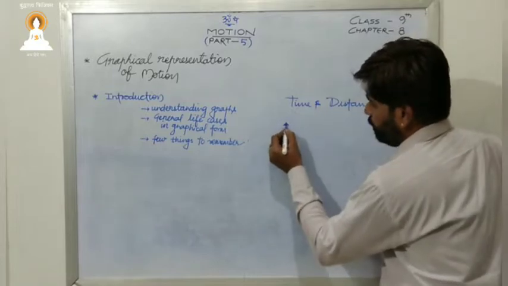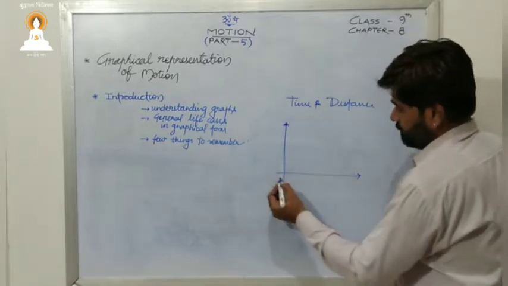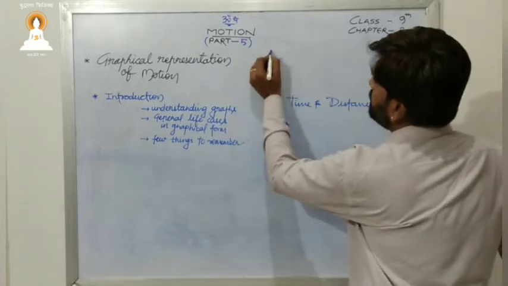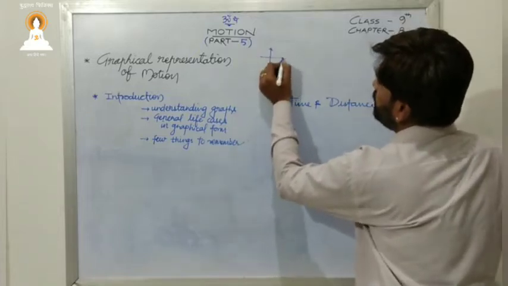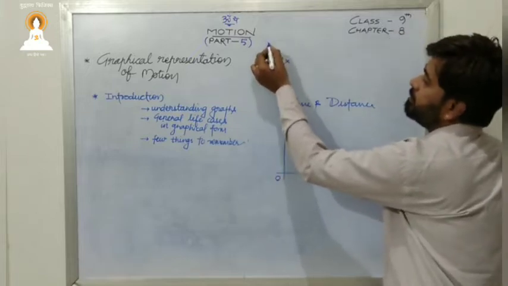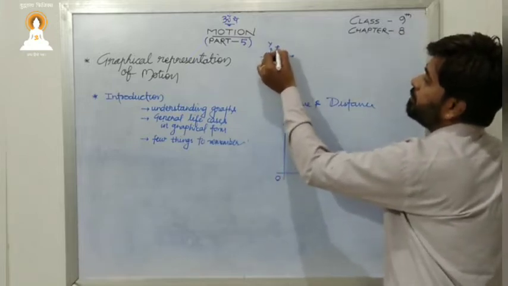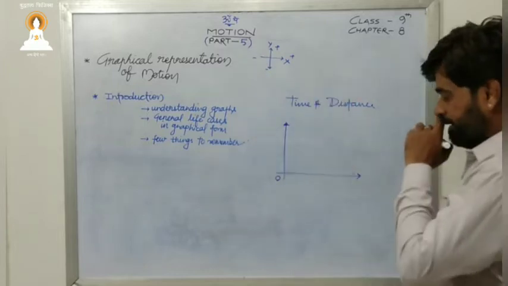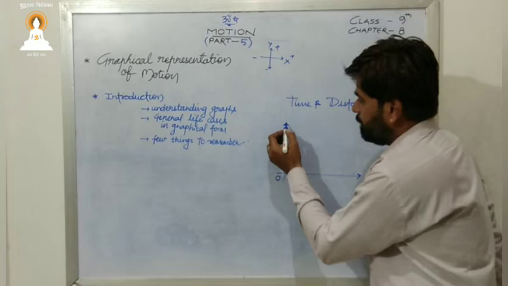Now, a few more things. Suppose this is the graph. How did we get this? Actually, this is our Cartesian coordinate system. This is the x-axis, this is the y-axis, plus x, plus y, minus x and minus y. So how do we represent anything?